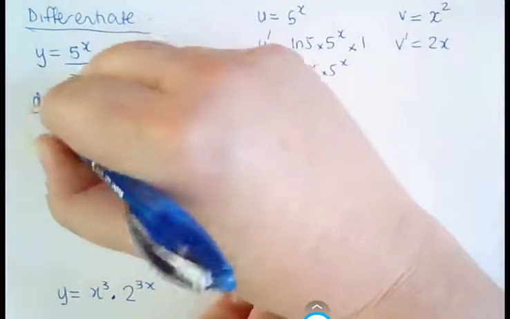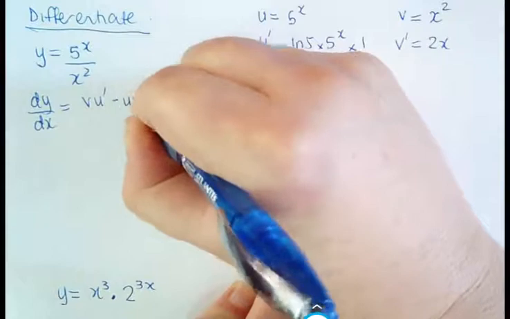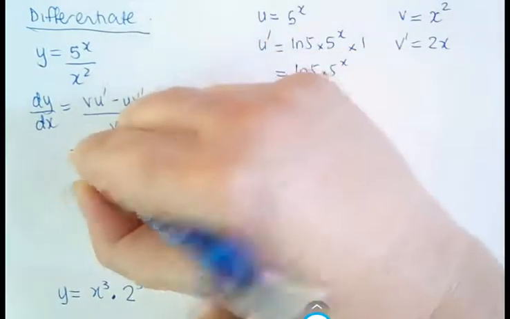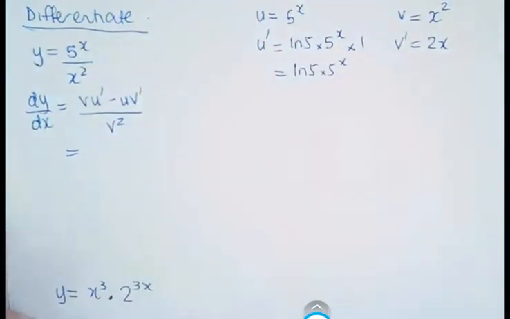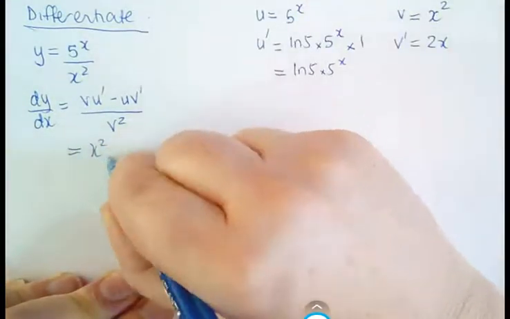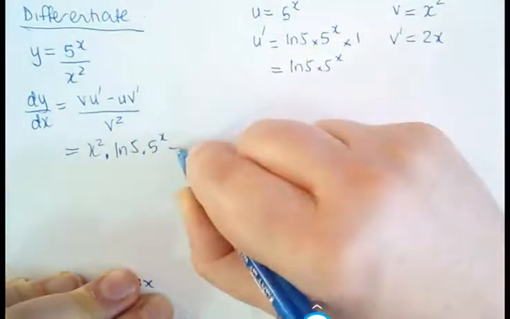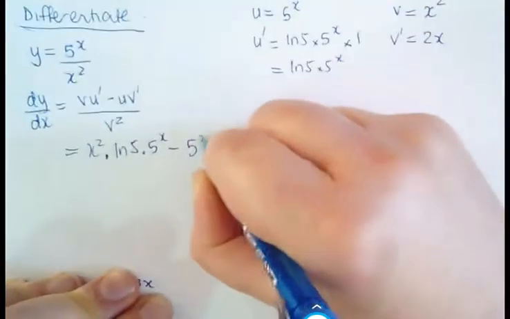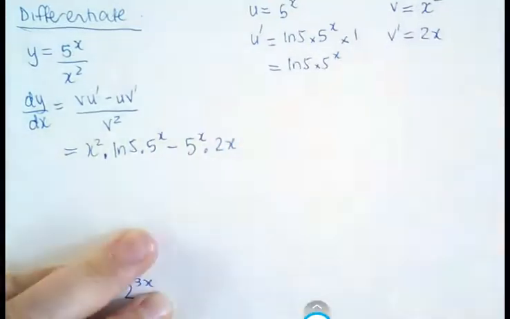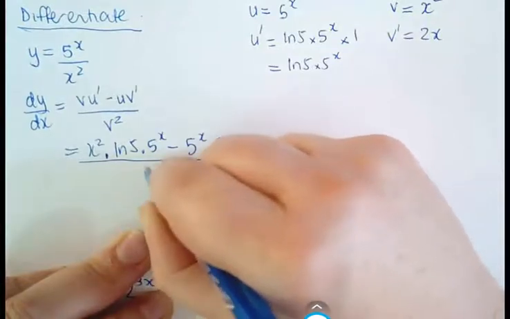So your derivative will be v u dash minus u v dash over v squared, and we have to substitute. Look, you have the formula sheet, so use it, all right? Got x squared times ln 5 times 5 to the power of x minus u times v dash, which will be 5 to the power of x times 2x, over v squared, which is going to be x squared, squared.